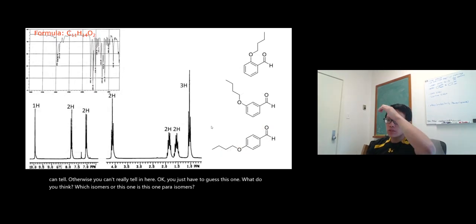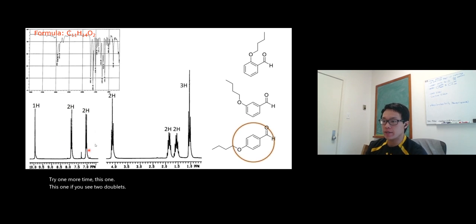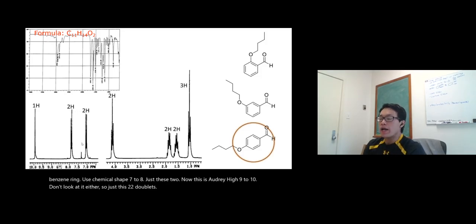Try one more time. This one. If you see 2 doublets right here, don't look at anything else. We talk about the protons on the benzene ring. Use chemical shift 7 to 8. Just these two. This is aldehyde, 9 to 10. Don't look at it either. So just these two doublets. Okay. So if you don't get this, don't worry about it.